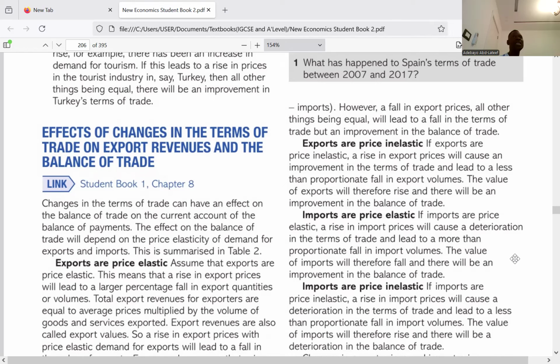If it is elastic, it improves the terms of trade, but deteriorates the balance of trade because the exports would reduce. But if it is inelastic, it improves the terms of trade and at the same time improves the balance of trade. The difference between price elastic and inelastic is clear regarding export now. Is it clear, please? Yeah. Good.